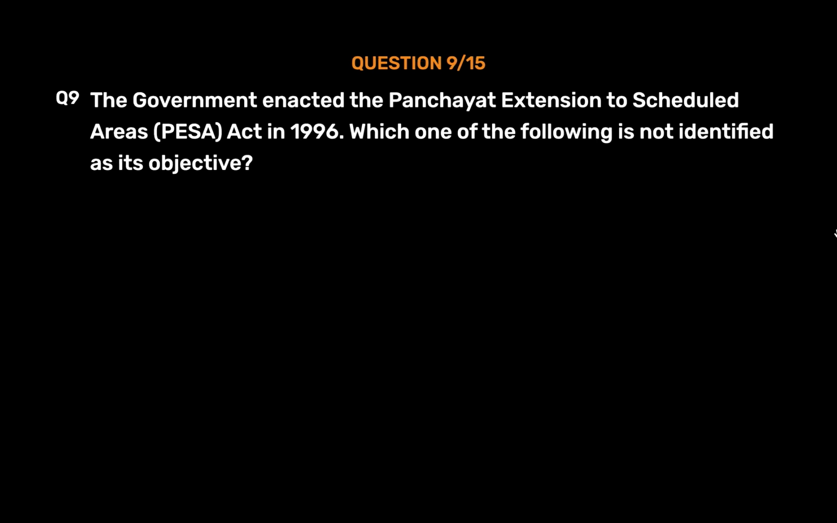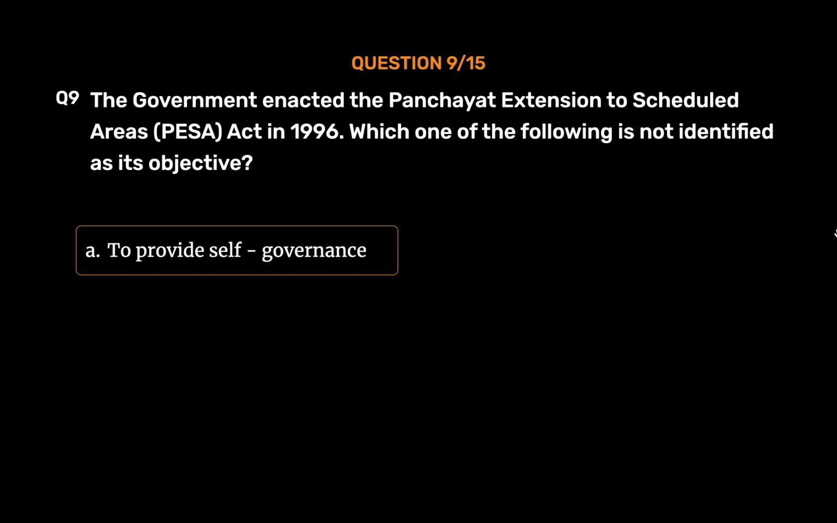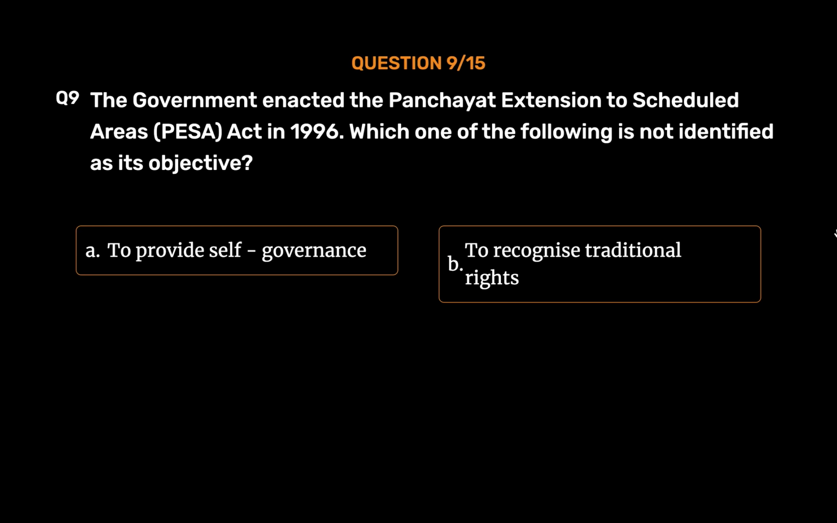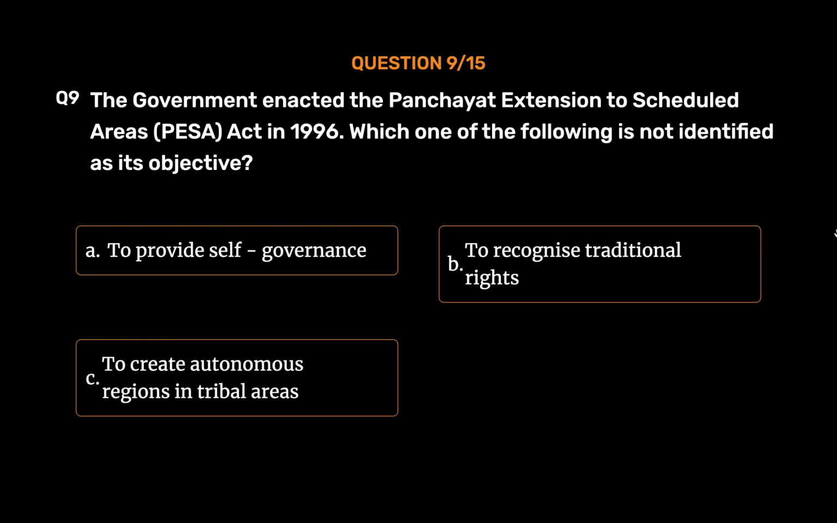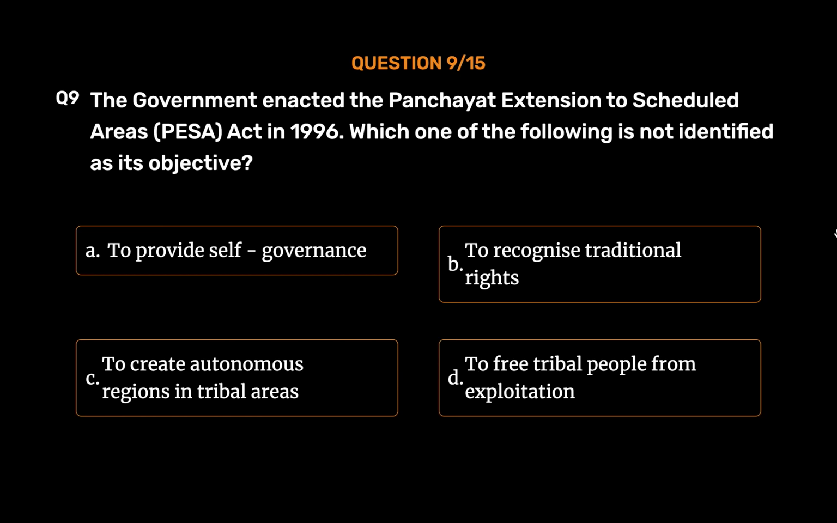Question number 9. The government enacted the Panchayat Extension to Scheduled Areas (PESA) Act in 1996. Which one of the following is not identified as its objective? Option A. To provide self-governance. Option B. To recognize traditional rights. Option C. To create autonomous regions in tribal areas. Option D. To free tribal people from exploitation. The correct answer is option D. To free tribal people from exploitation.